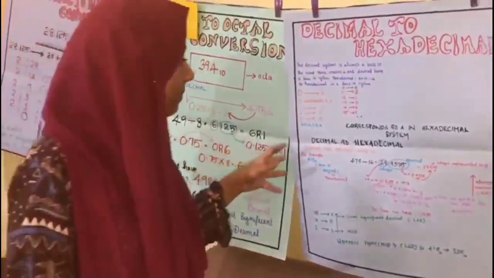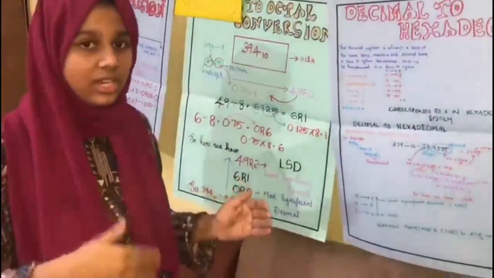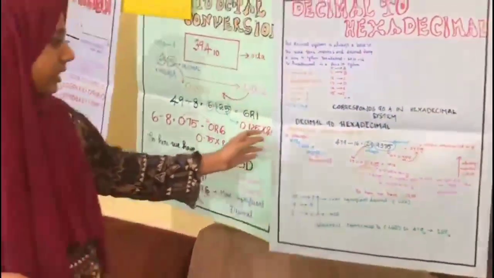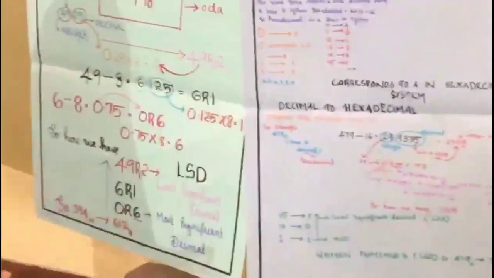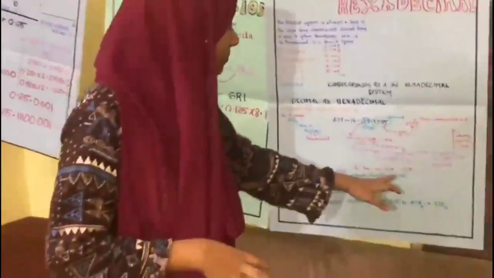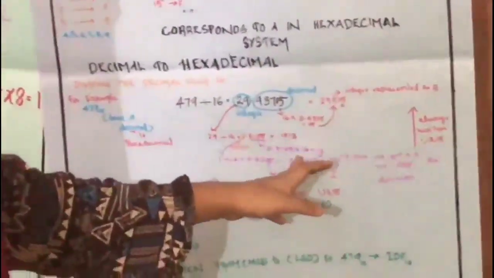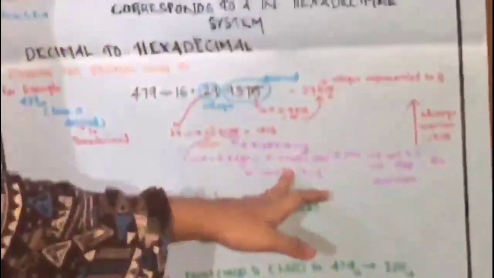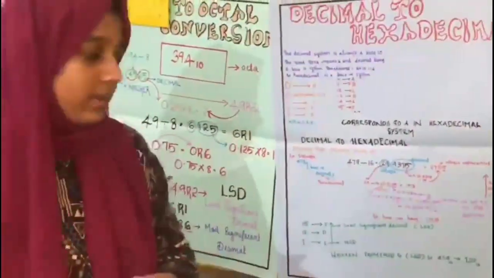Divide the decimal by 16. As you all know, hexadecimal's base number is 16. Now we want to take this number, 479, and do division more and more. Finally, we will get like this. When we divide, the answer will be 0.0625. So we got the answer. Once we got 0, we should stop the division.